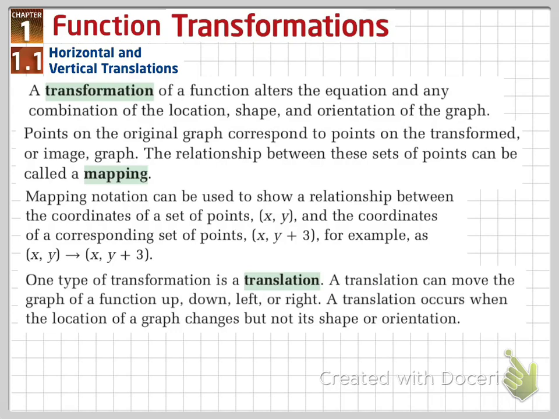One type of a transformation is called a translation. That's what I was saying is the slide. A translation can move the graph of a function up, down, left, or right, and a translation occurs when the location of a graph changes, but not its shape or its orientation.